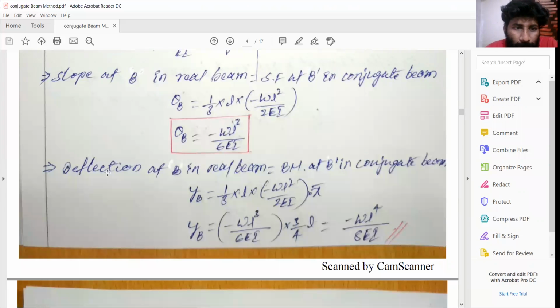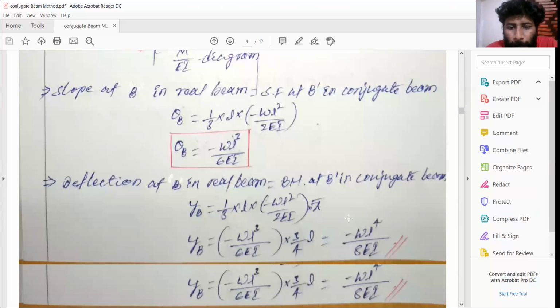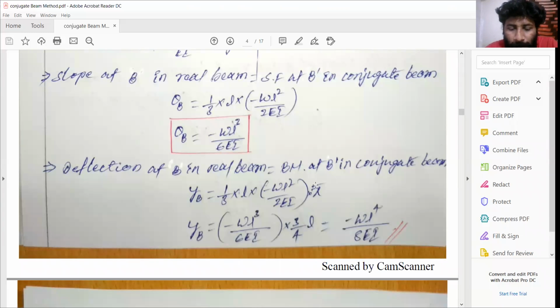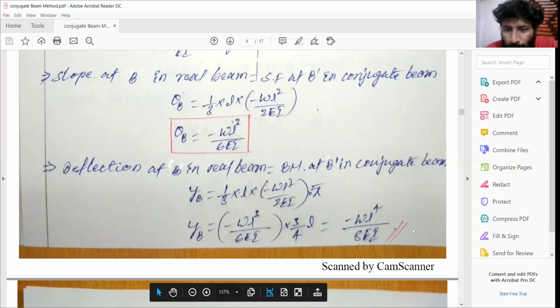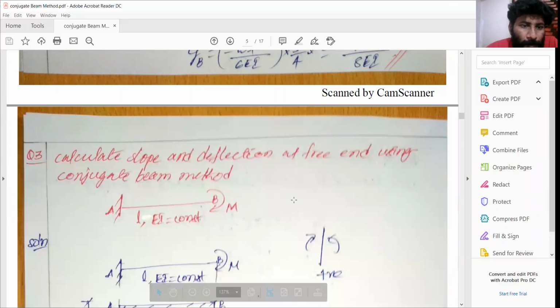YB is the deflection at B in the real beam. YB is equal to 1/3 into L into minus WL squared by 2EI into the X bar value. X bar is equal to, from here to here, 3/4 of L. I have already given these values in the moment area method, please look into it. So that will become minus WL to the power 4 by 8EI. So that's it for that problem. We'll move on to the next problem.